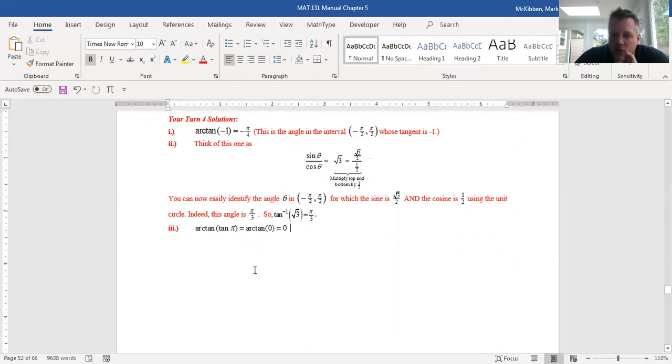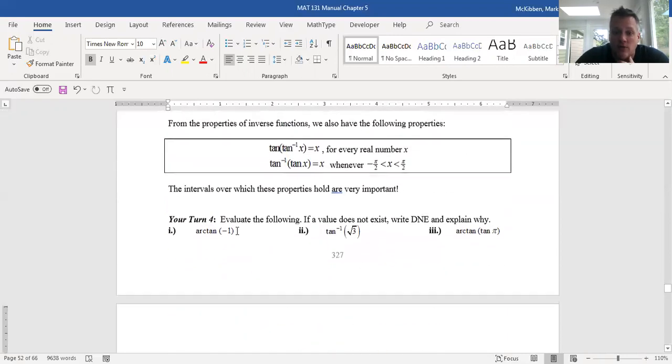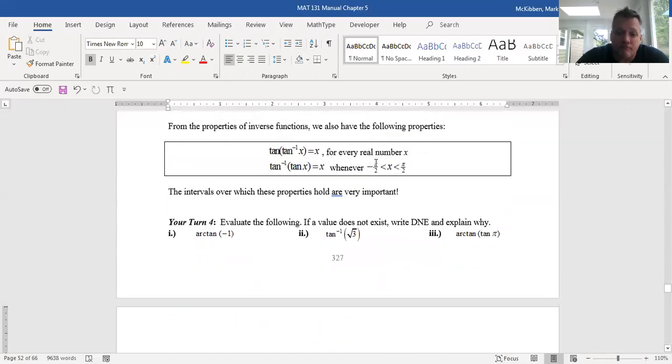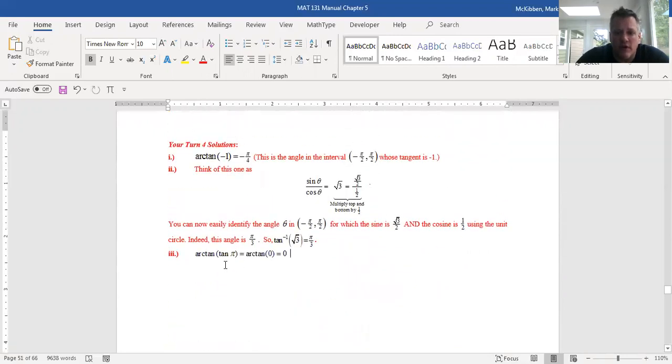And then finally here, arctangent of pi, you can't just kill those, right? Arctan and tangent just don't kill each other. You have to make sure that this angle is in between minus pi over 2 and pi over 2 to apply that property. And so what you have to first do is compute tangent of pi. Tangent of pi is 0 because sine of pi is 0. And arctangent of 0, what angle gives you a tangent of 0? Well, that will be when the sine is 0, that's 0. That's how you compute that.